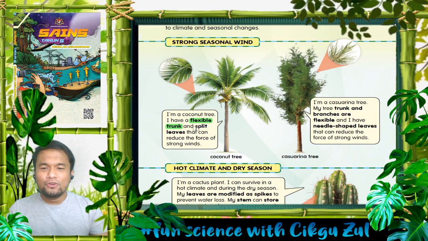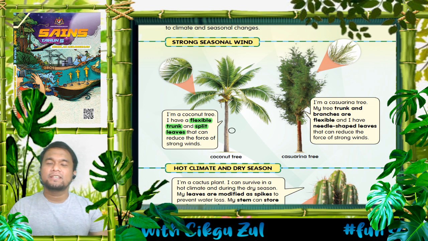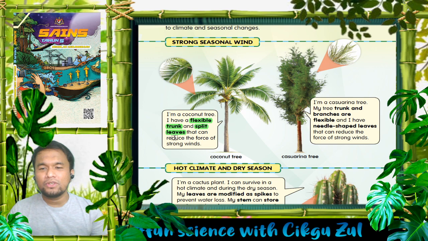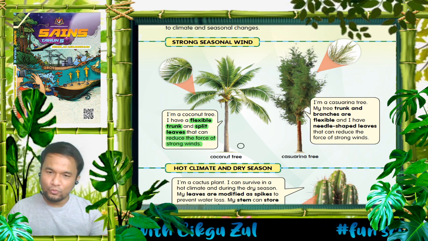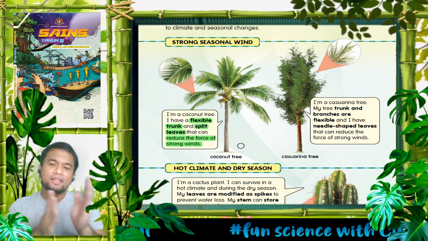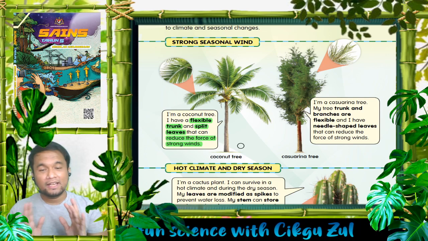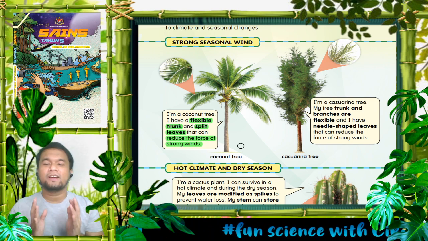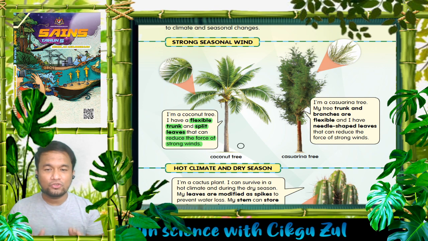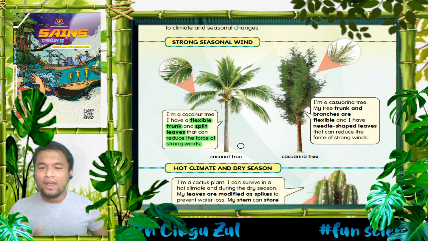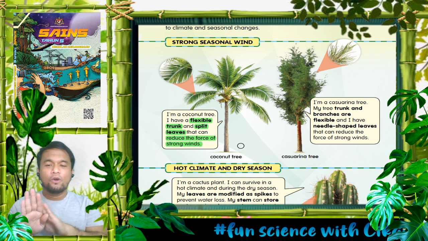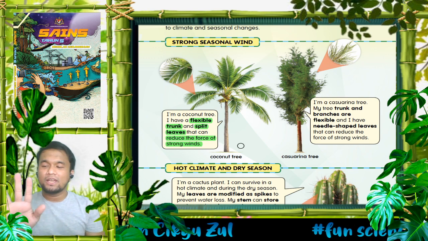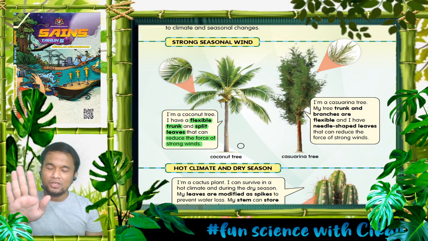And it also has split leaves. Why are the characteristics so? Kenapa begitu dia punya ciri-ciri dia? This is to reduce the force of the strong winds. Okay. Tadi dia ada batang yang mudah melentur, jadi dia tidak akan patah. It will not easily get broken. So it stays strong and survives the strong wind in that region. Whereas the split leaves also help in surviving against the strong winds. Okay, the split leaf tu kita panggil daun dia berpecah-pecah.